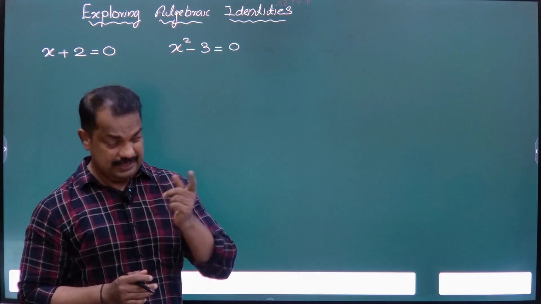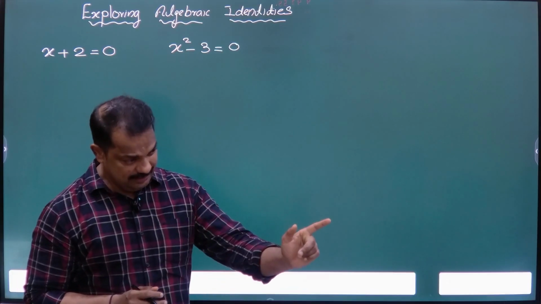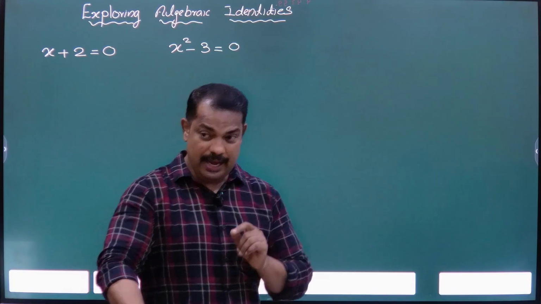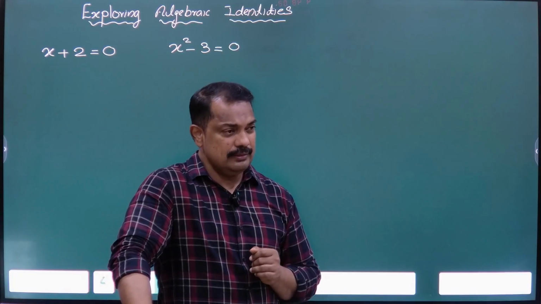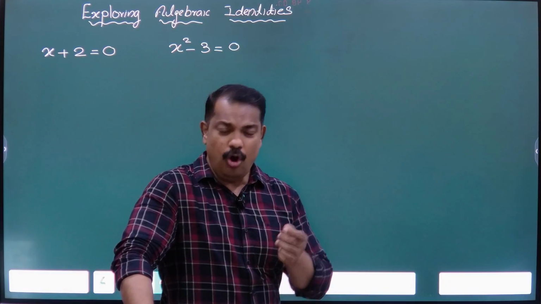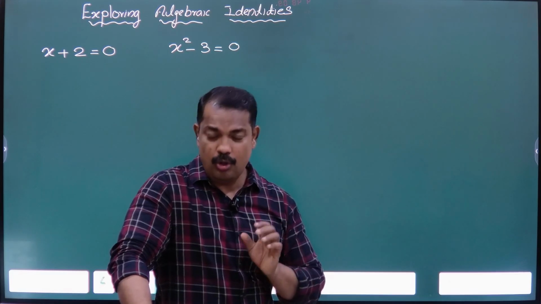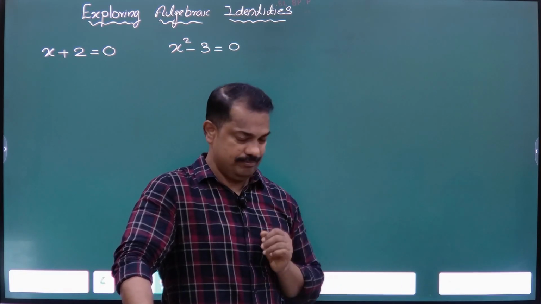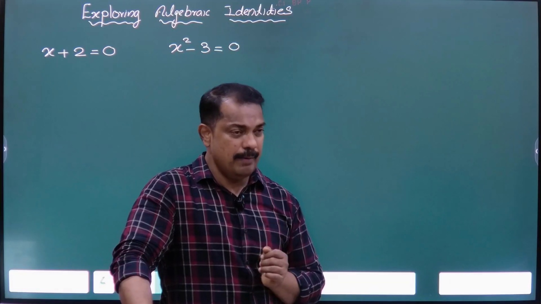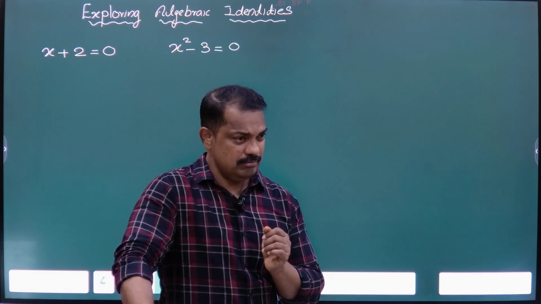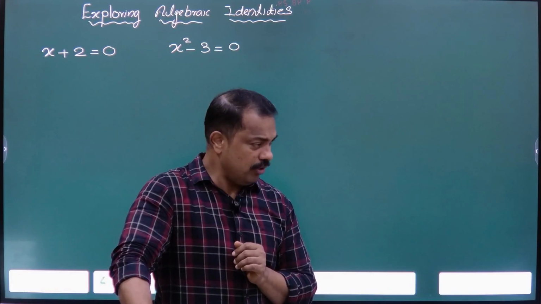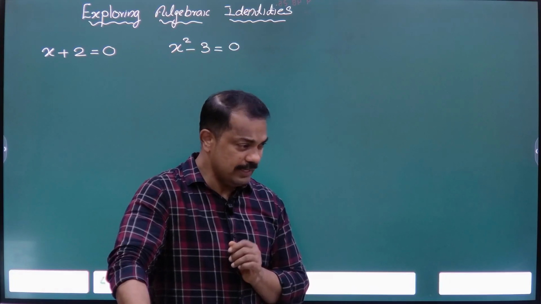Identity is an equation, and it is true for all values of variables occurring in it. But in the case of an equation, it is not true for all values of variables occurring in it.